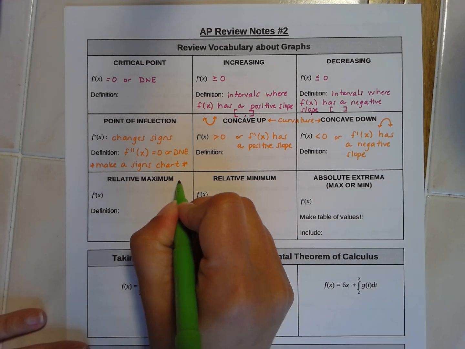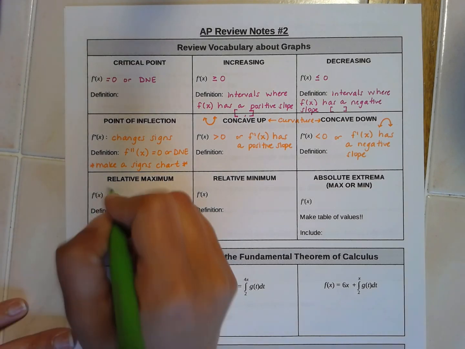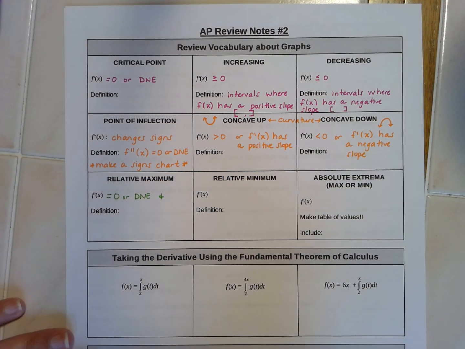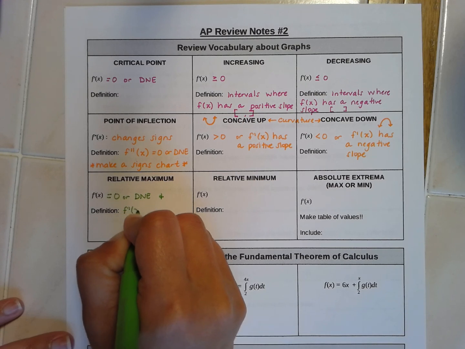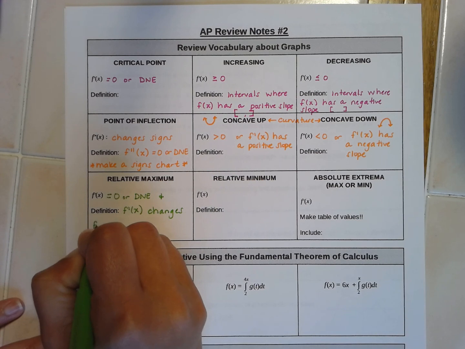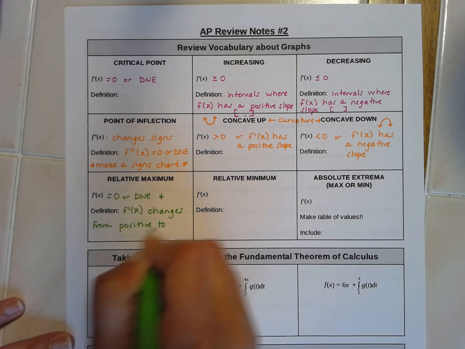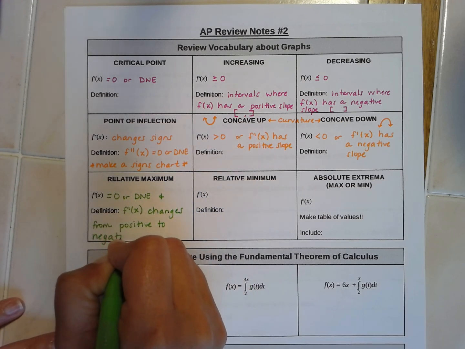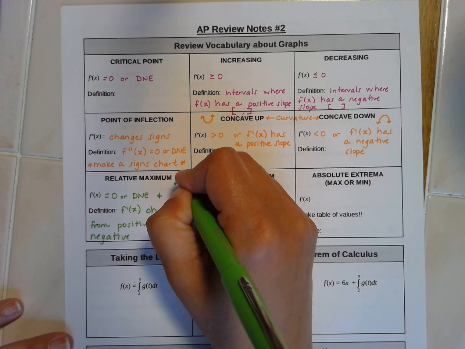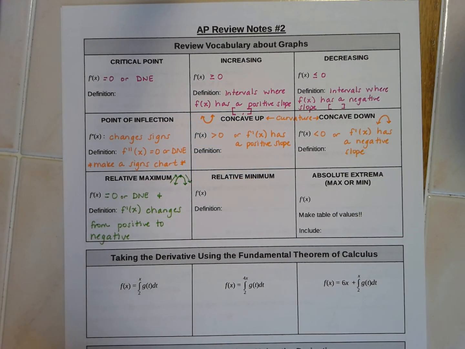Now, a relative minimum and a relative maximum must occur at a place where the first derivative is equal to 0 or does not exist. And for a maximum, f prime of x changes signs from positive to negative. If you were to picture a maximum in your head, you can kind of visualize that the slope is going to be positive, changing to negative, and that's what makes it a maximum.